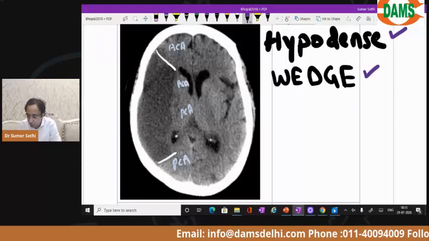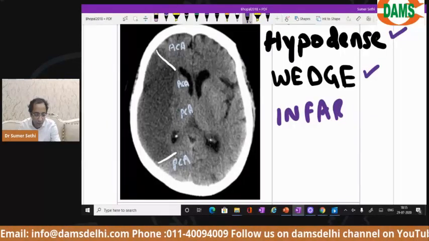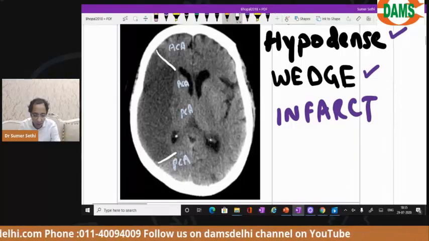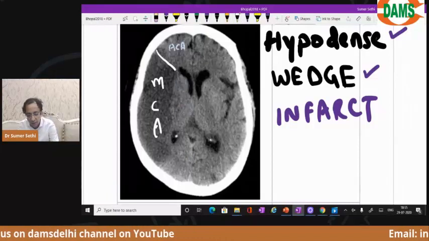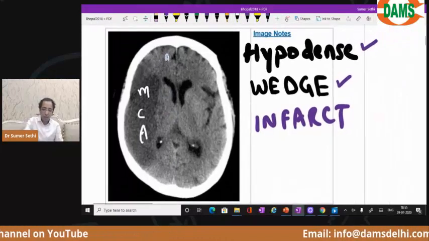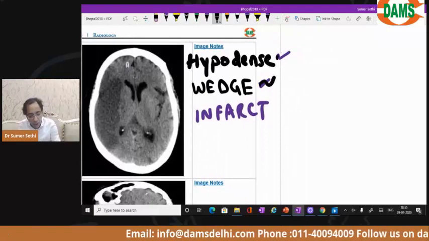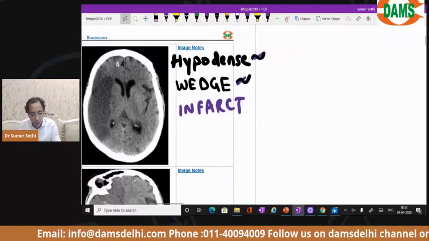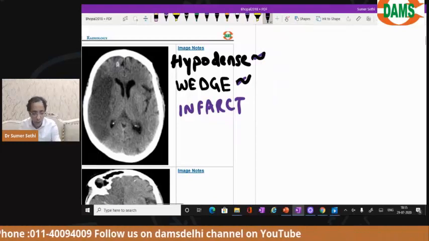That is what I told you. Now, this is how an infarct in the brain looks like. And what is the territory involved? We can clearly see this is the MCA territory infarct. Okay, this is an infarct. Now, my question to you is, why, sir, but why it is wedge-shaped, why it is hypodense? Please try and understand. Why is the infarct appearing hypodense and why it is like a wedge?